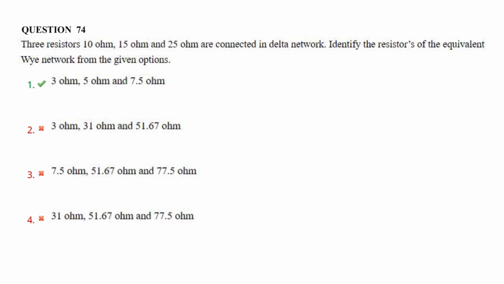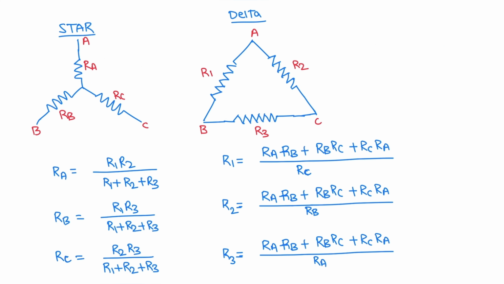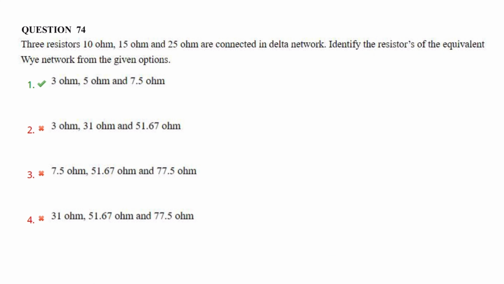Next question. Three resistors 10 ohm, 15 ohm, 25 ohm are connected in a delta network. Identify the resistors in the equivalent star or Y network. Let us see the conversion from delta network to star network. The star network has three resistors RA, RB and RC, and the delta network has three resistors R1, R2 and R3. In the given question, R1 is 10 ohm, R2 is 15 ohm, and R3 is 25 ohm.